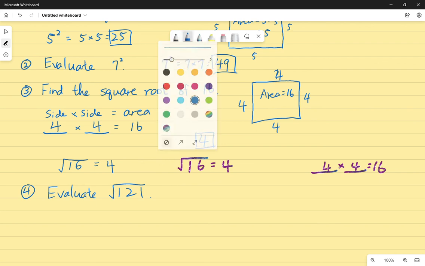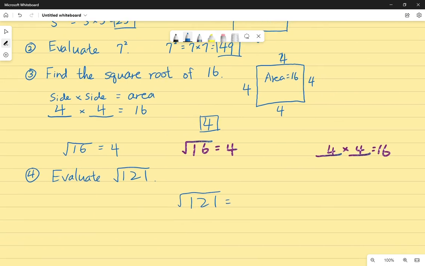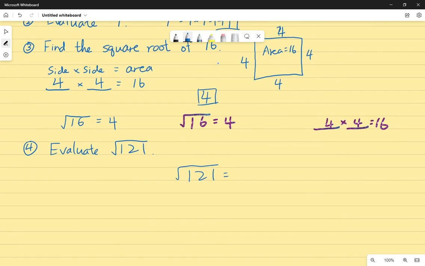So here's my thinking process. I'm looking at the square root of 121. And I'm saying, okay, this is going to equal some number here. I don't know what it is, but I do know that some number times itself has to give me 121. So what is that number? Well, if I check my multiplication tables, I find that 11 times 11 is equal to 121. So that means my answer is 11. I'm going to put it in a box like that.